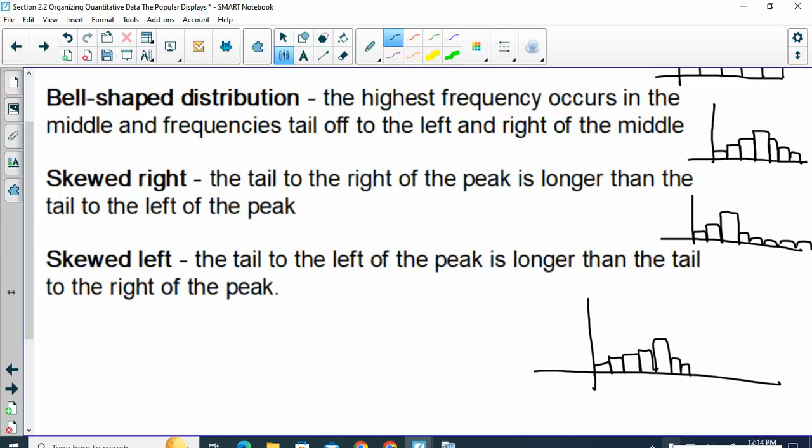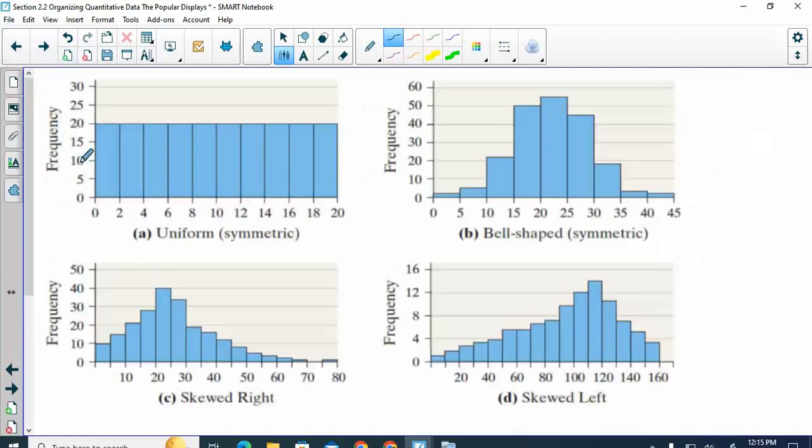On the next slide, there are pictures representing all of those as well. These terms we will be using the rest of the semester. Anytime we're talking about data, I'll be asking you, is it bell-shaped? Is it skewed left or right? Because that can tell us a lot about our situation.